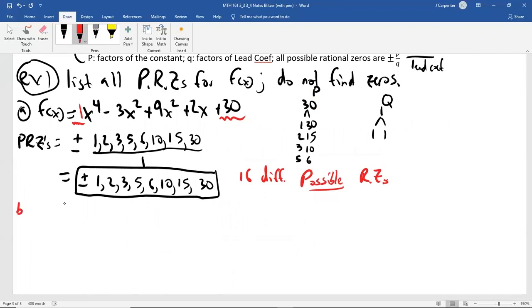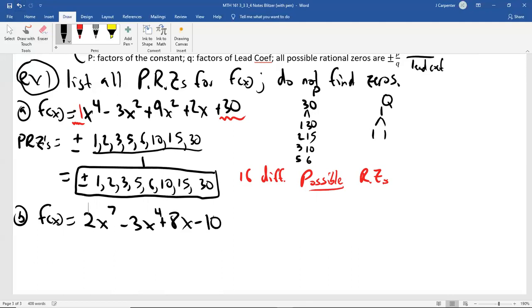Let's do another one. Let's go back to black. Now, I am a bigger fan of testing on problems like this when you actually have to find which ones work. For listing possible rational zeros, I don't care. I'll do it like this too. 2x to the 7th minus 3x to the 4th plus 8x minus 10. And again, the only numbers we really need to list the possible rational zeros are the leading coefficient and the constant. Make sure they're in descending order so you grab the right numbers, which they are.